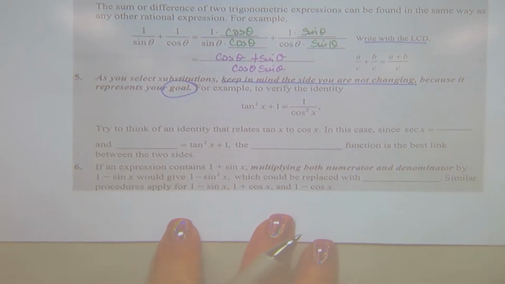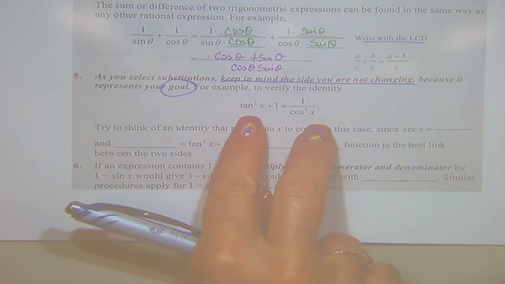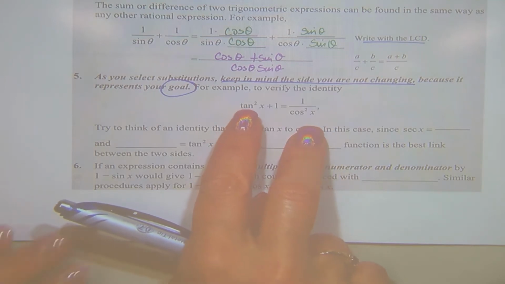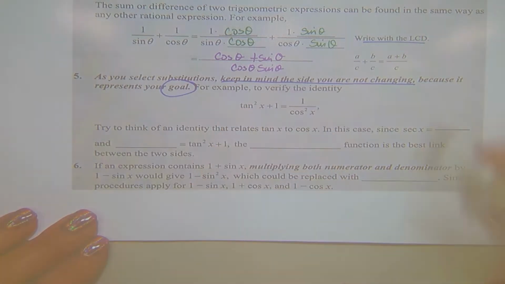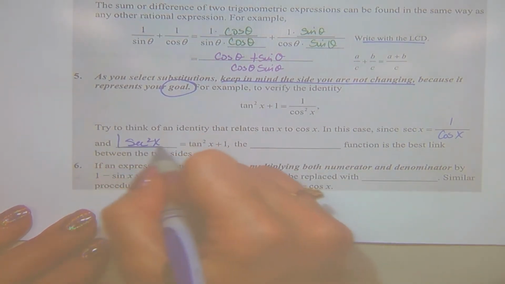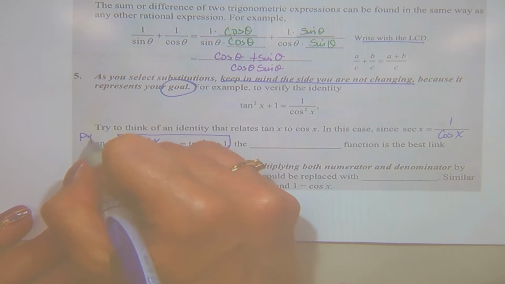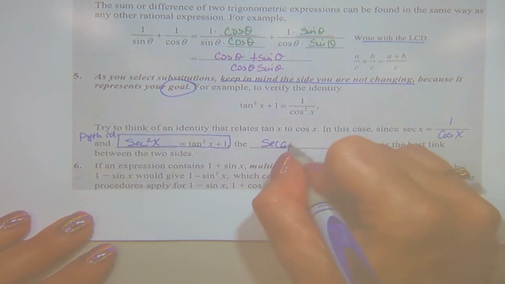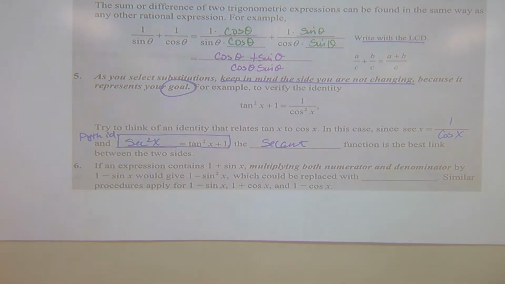For example, if I'm asked to verify this, I want to think of an identity that is going to tie these two sides together. Well, I've got tangent square x and I've got cosine square x. And I know that secant x is 1 over cosine x, and that I have a Pythagorean identity that says secant square x equals tangent square x plus 1. That's one of my Pythagorean identities. So that secant function is the best link between those two sides.